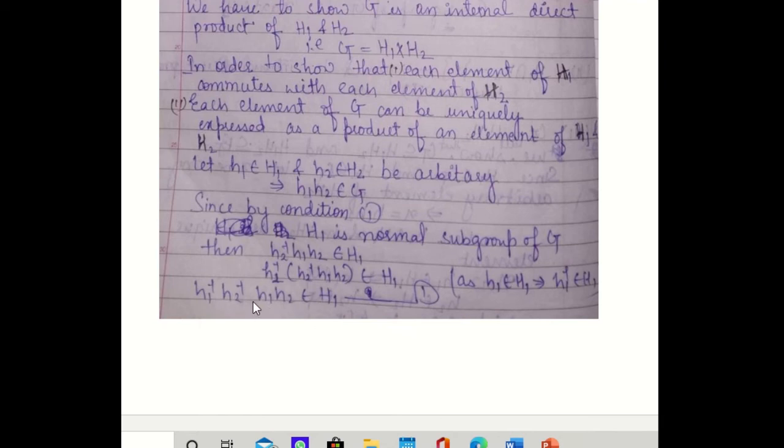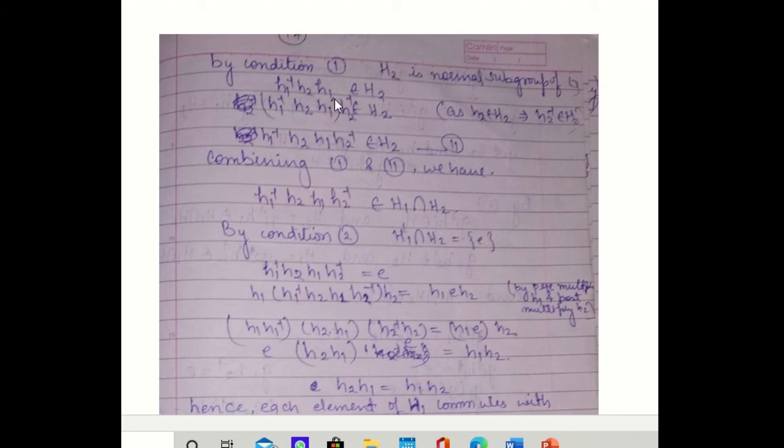And this can be easily done. Now by condition 1, H2 is a normal subgroup of G. So h1 inverse h2 h1 belongs to H2, and h1 inverse h2 into h2 inverse belongs to H2. So this implies h1 inverse h2 h1 into h2 inverse belongs to H2.